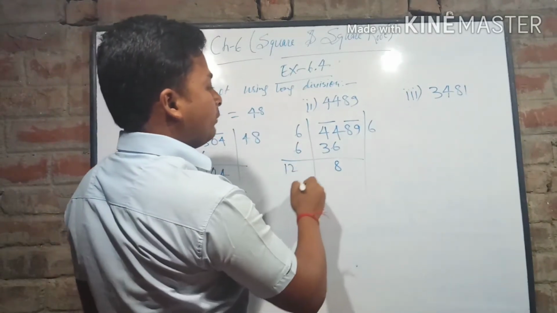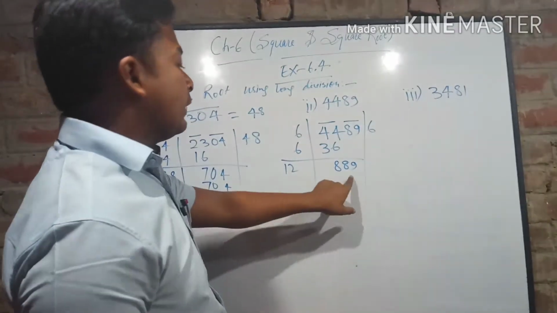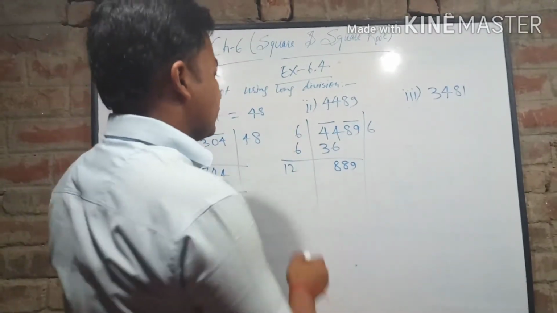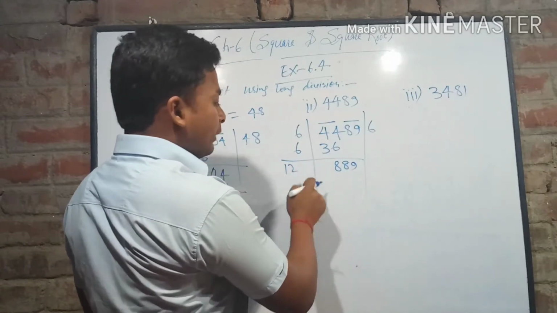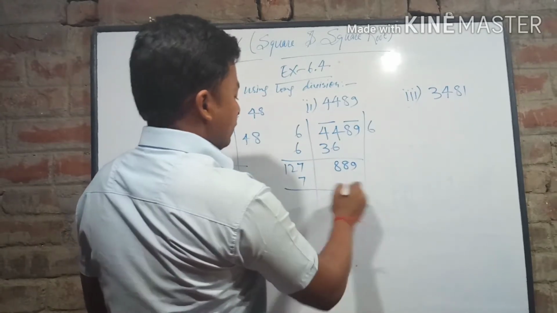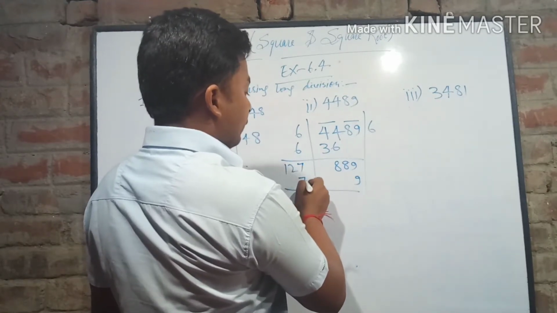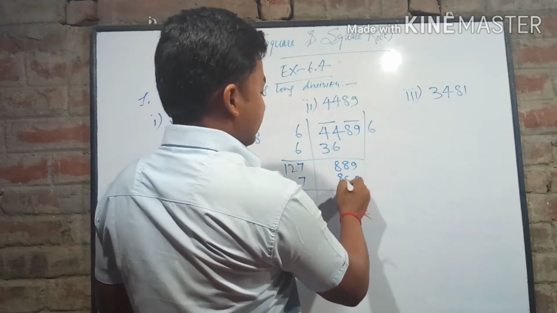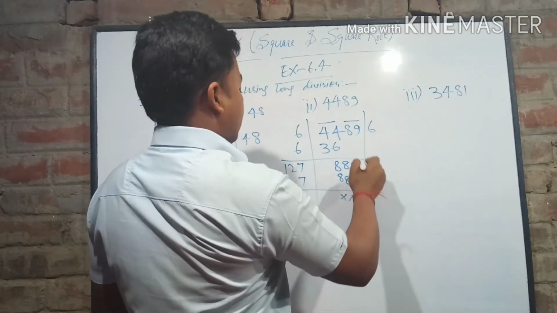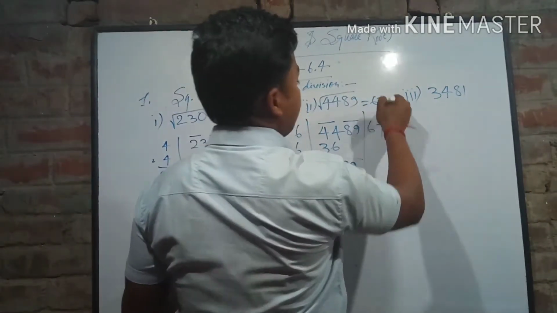6 plus 6 is 12, and we bring down 89. Now, 12 followed by a digit ending in 9, so either it will be 3 or 7. If it is 3, it is very less, so we will go for 7. 7 times 7 is 49, and 127 times 7 is 889. That is correct. So the answer for 4489 is 67.